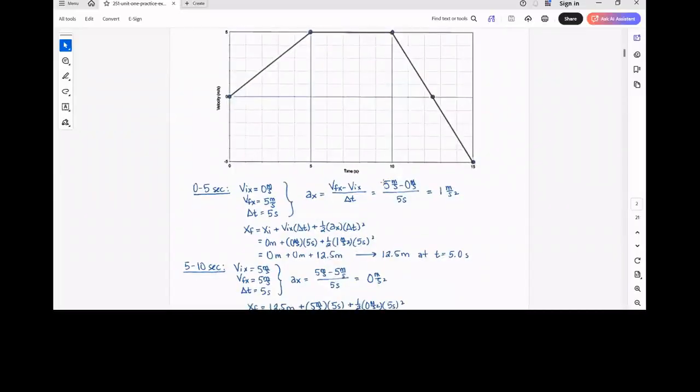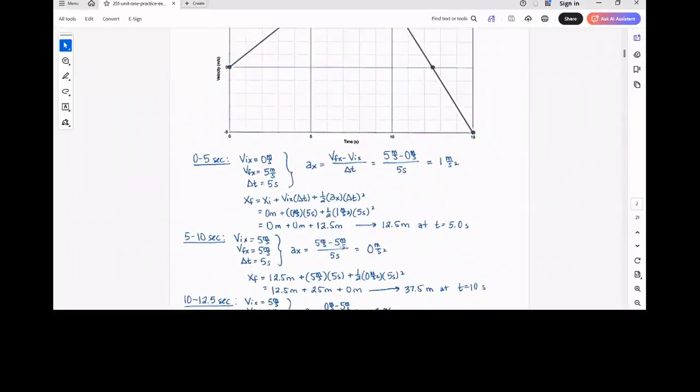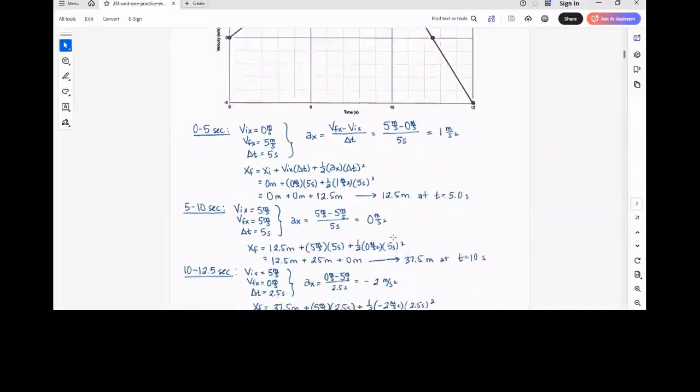Now from 5 to 10, I have a horizontal section, and that means something different on a velocity graph than it means on a position graph or an acceleration graph. Here, I know this object is just maintaining a constant velocity of 5 meters per second for 5 seconds. So that tells me that my delta v vector up here in the numerator of the acceleration equation has got to give me a 0, because time is still moving, but the velocity is not changing. So 0 meters per second squared is the acceleration.